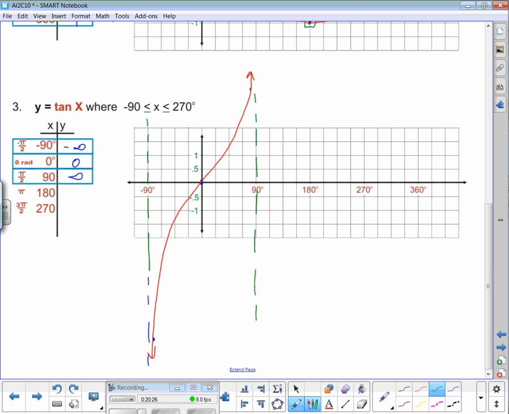So watch, if I go now to 270, all I got to do is repeat that pattern. Got to hit 180, got to go up, there it is, and it keeps going like that forever. That's the tangent. Comes out from negative infinity, goes through the halfway point every 180, and goes up to positive infinity.